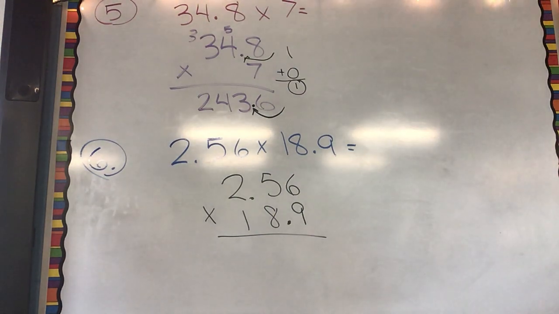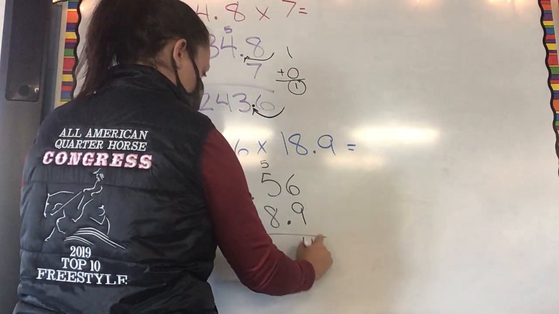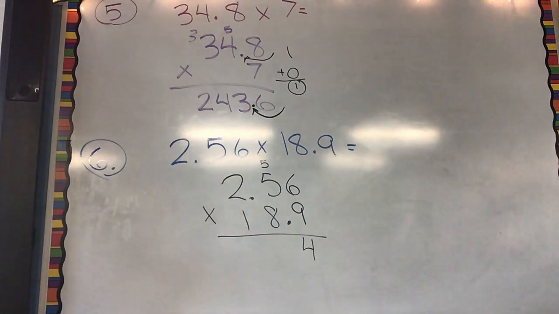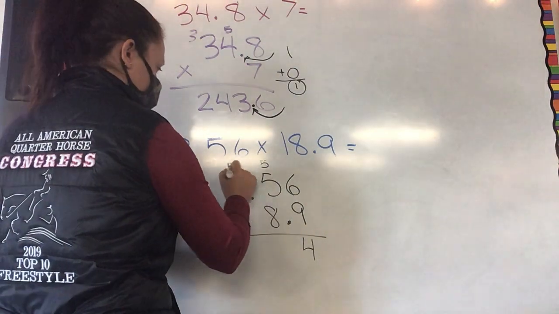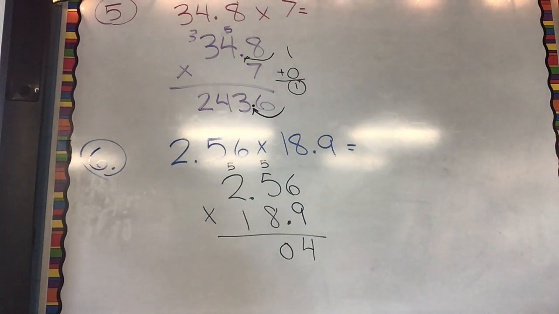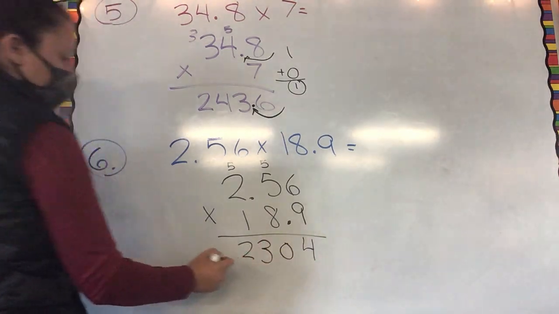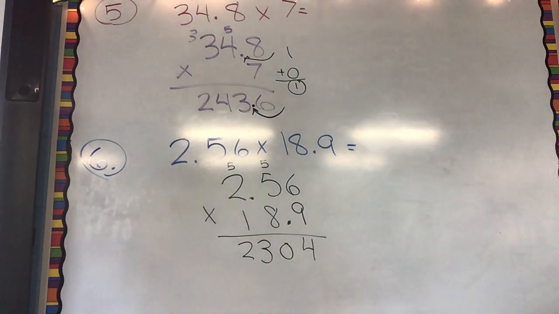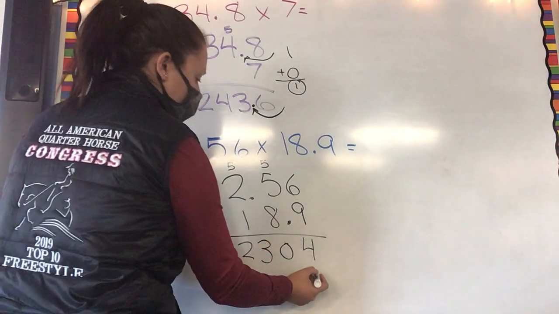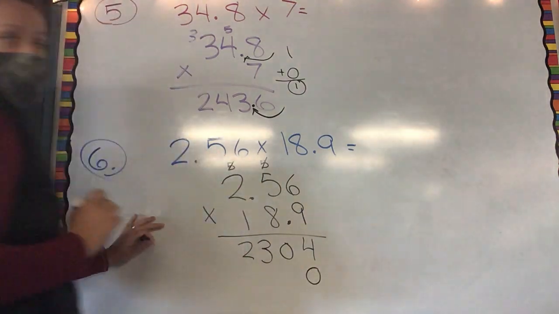9 times 6. 54. 9 times 5. 45. Plus 5. 50. Okay, I got it. 9 times 2. 18. Plus 5. 23. Good. I put a magic 1 here. 0. And let's cross off my numbers I carried up here so I don't accidentally use them again. Mason, you should be looking up here, sir.